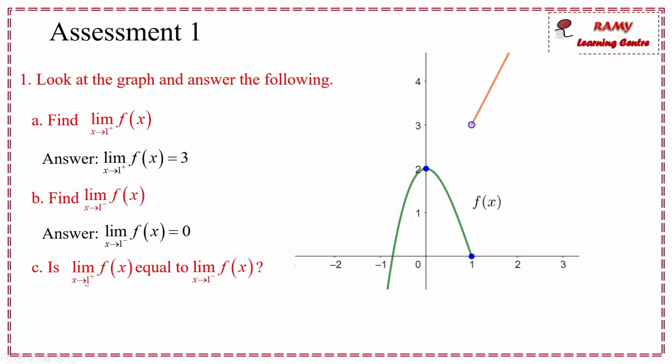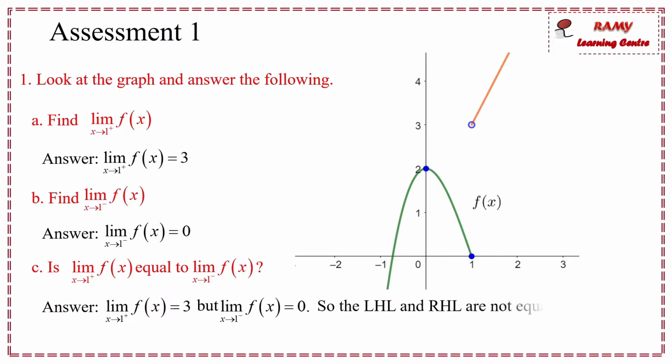Is limit x tending to 1 plus of f of x equal to limit x tending to 1 minus of f of x? We have seen that they are different. So, limit x tending to 1 plus of f of x is equal to 3, but limit x tending to 1 minus of f of x is equal to 0. So, the LHL and RHL are not equal.